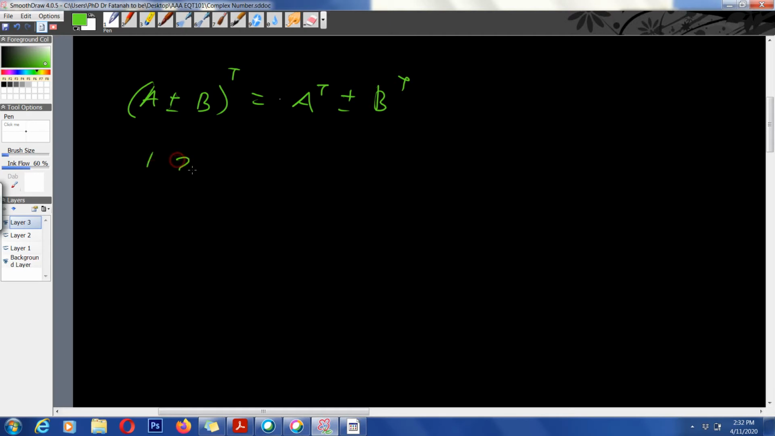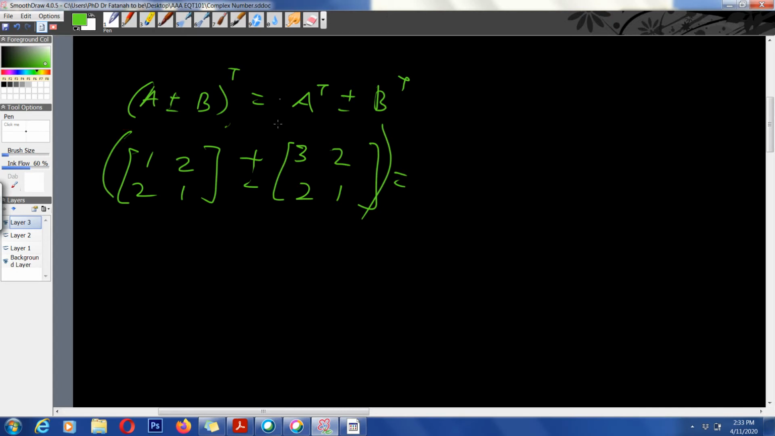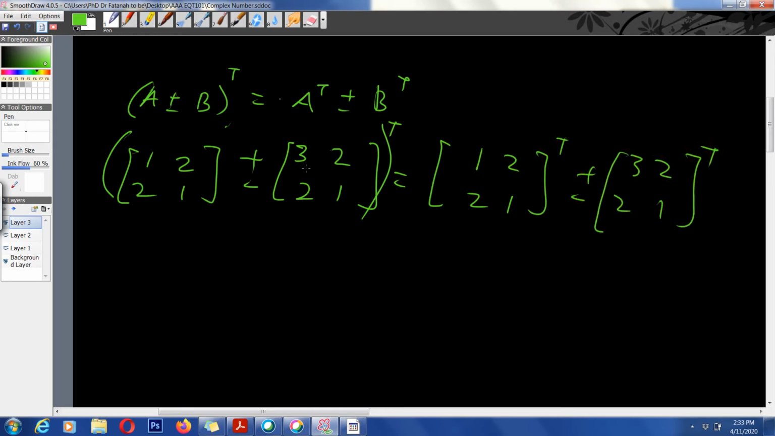So for example, we have A as 1, 2, 2, 1 plus or minus B as 3, 2, 2, 1, in brackets, transpose. We add first and then we transpose. And then for this, we transpose 1, 2, 2, 1 first and then we add 3, 2, 2, 1. So what should we have? We should get the same answer.